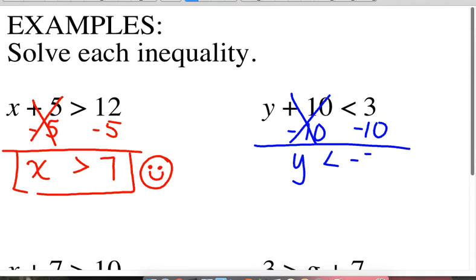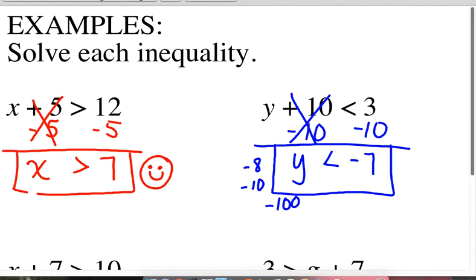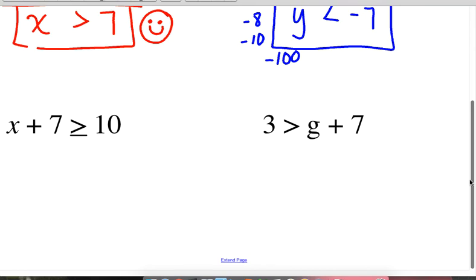It is negative 7. So the answer for y is y can be any number as long as it is less than negative 7. Examples would be negative 8, negative 10, negative 100. As long as it's less than negative 7, it's good to go. And again, you could substitute any of those numbers back into the original expression, and you would see that the answer would be less than 3. So process-wise, it's just like working with equations.